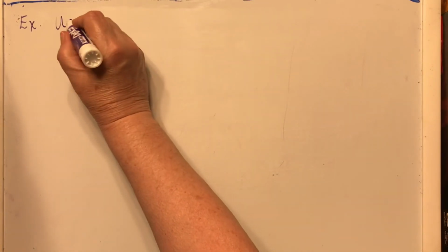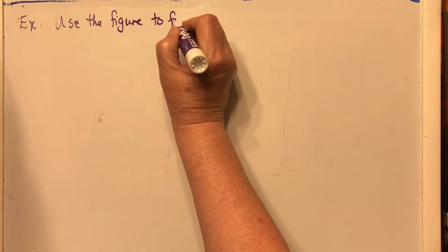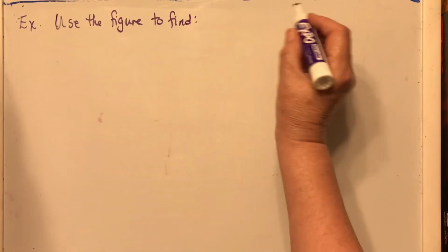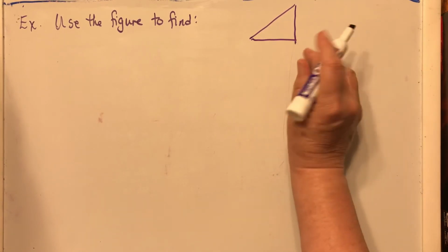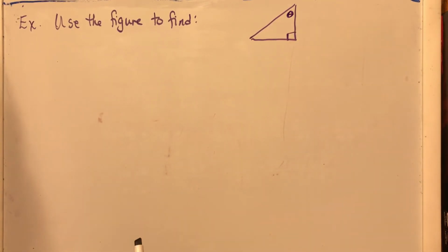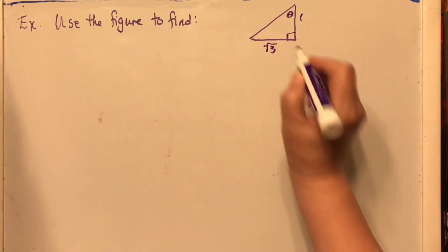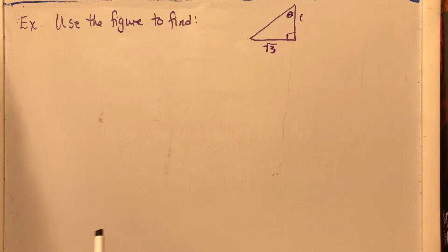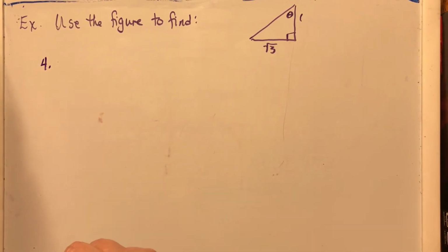So for these examples, what if they tell us to use the figure to find? All right, and this is going to be the figure that we're given. Let's switch our triangle around just to keep it interesting. So suppose they give us this right triangle, and we have theta here. Suppose they tell me this length is 1, and this length is the square root of 3. All right, so the first thing we're going to find, and this would be example 4. We just did examples 1, 2, and 3.